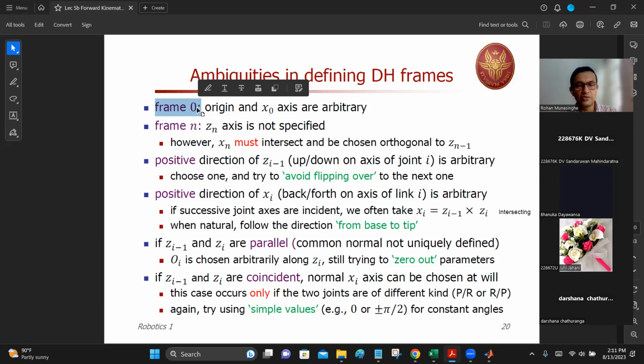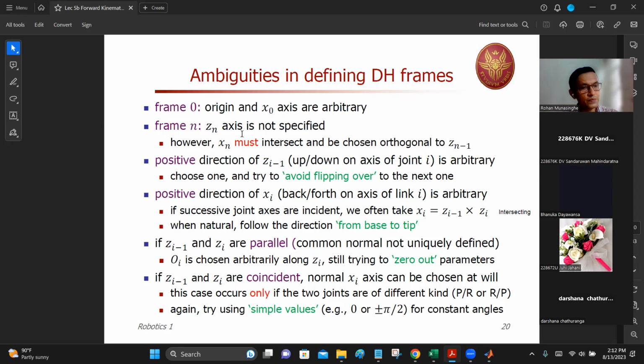After that, frame 0 does not move, frame 1 moves. So if there's any rotation or translation, frame 1 will be different, not coincident with frame 0 in the motion. So remember that one. And frame n, if you look at frame n, that is the end of the manipulator. The Zn axis is not specified. So this is again to tell you that you have the freedom to assign this Z axis the way you want. Again, use it for your advantage.